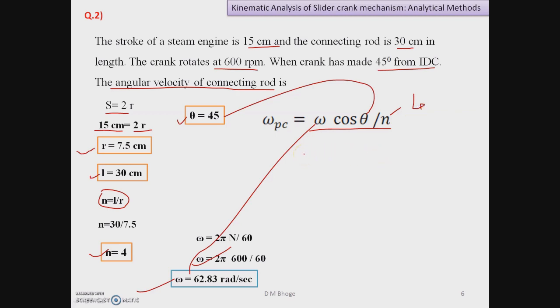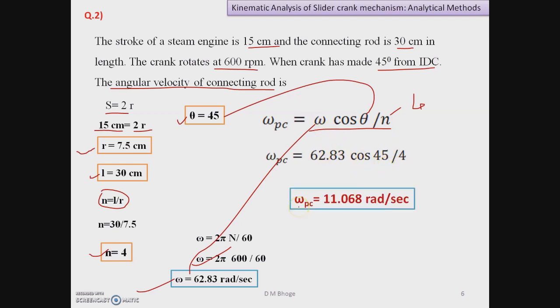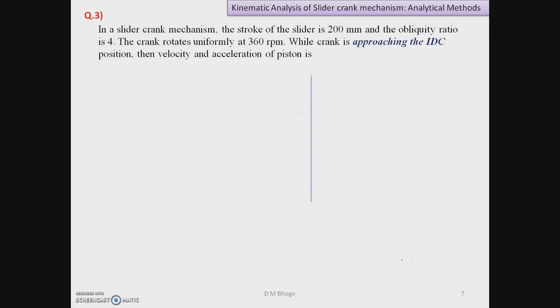So let us substitute the values and find out the answer. So omega PC equals 62.83 into cos of 45 divided by 4. We get 11.068 radian per second. So angular velocity of connecting rod is 11.068 radian per second.